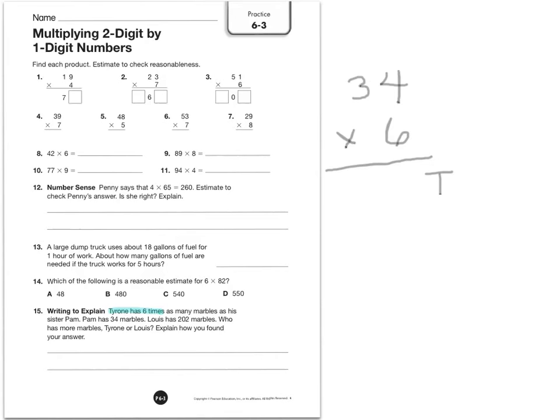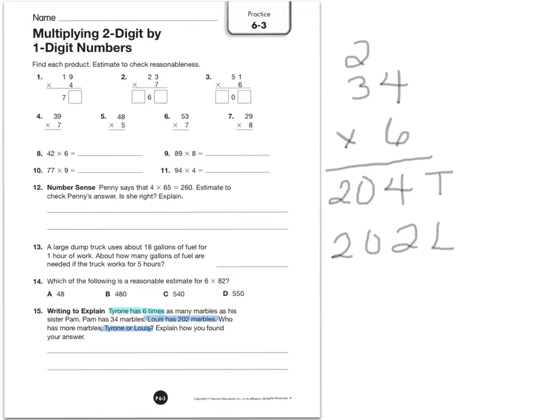So 4 times 6 is going to be 24. Put my 4 down here in the bottom, carry my 2. 3 times 6 is 18, plus 2 is 20. Tyrone has 204 marbles, and Lewis has 202 marbles. It tells us that right there in the problem. Right here. Now, it says who has more, Tyrone or Lewis?